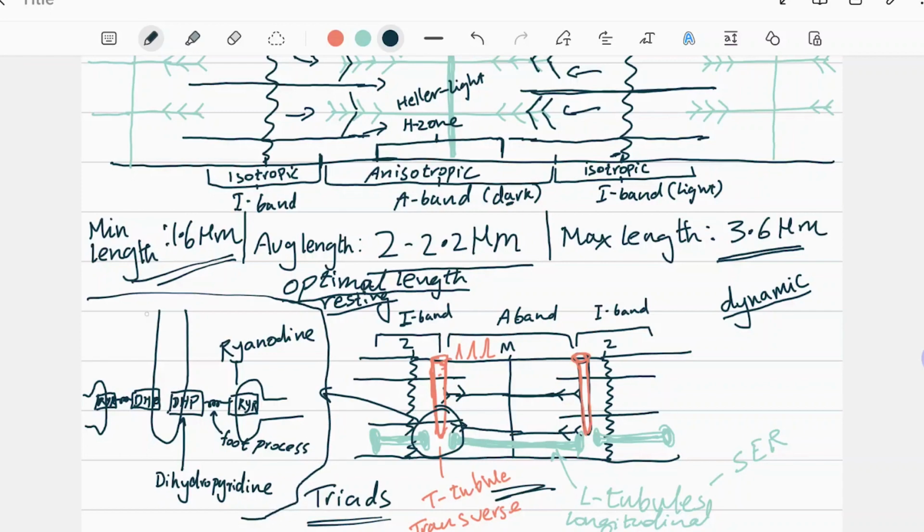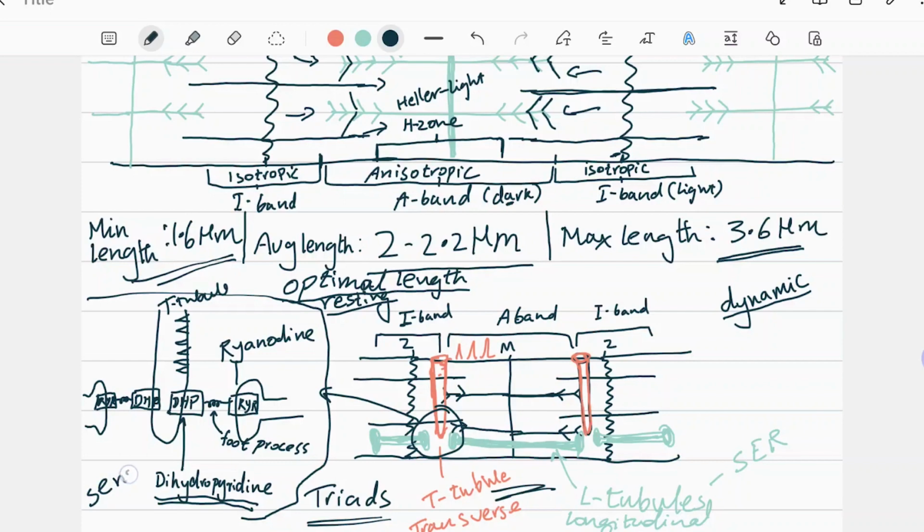So this is your T tubule, right? The action potential goes down, down, down after you make the action potential at the neuromuscular junction area. And now down the T tubule you have this protein. This is a voltage sensor, and this is called dihydropyridine. In the cardiac muscle it's a voltage gated calcium channel, but here in your skeletal muscle I want you to think of it as a sensor.